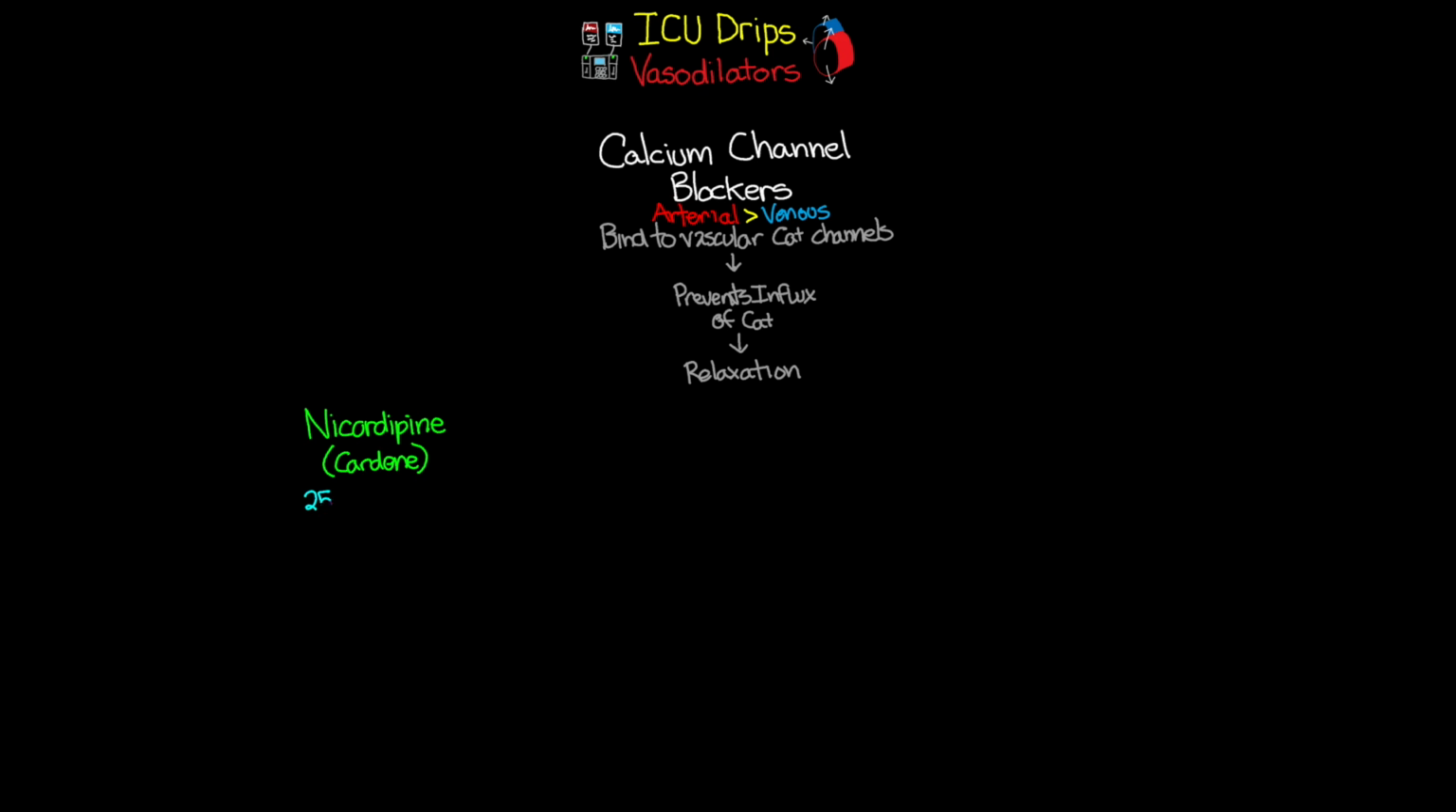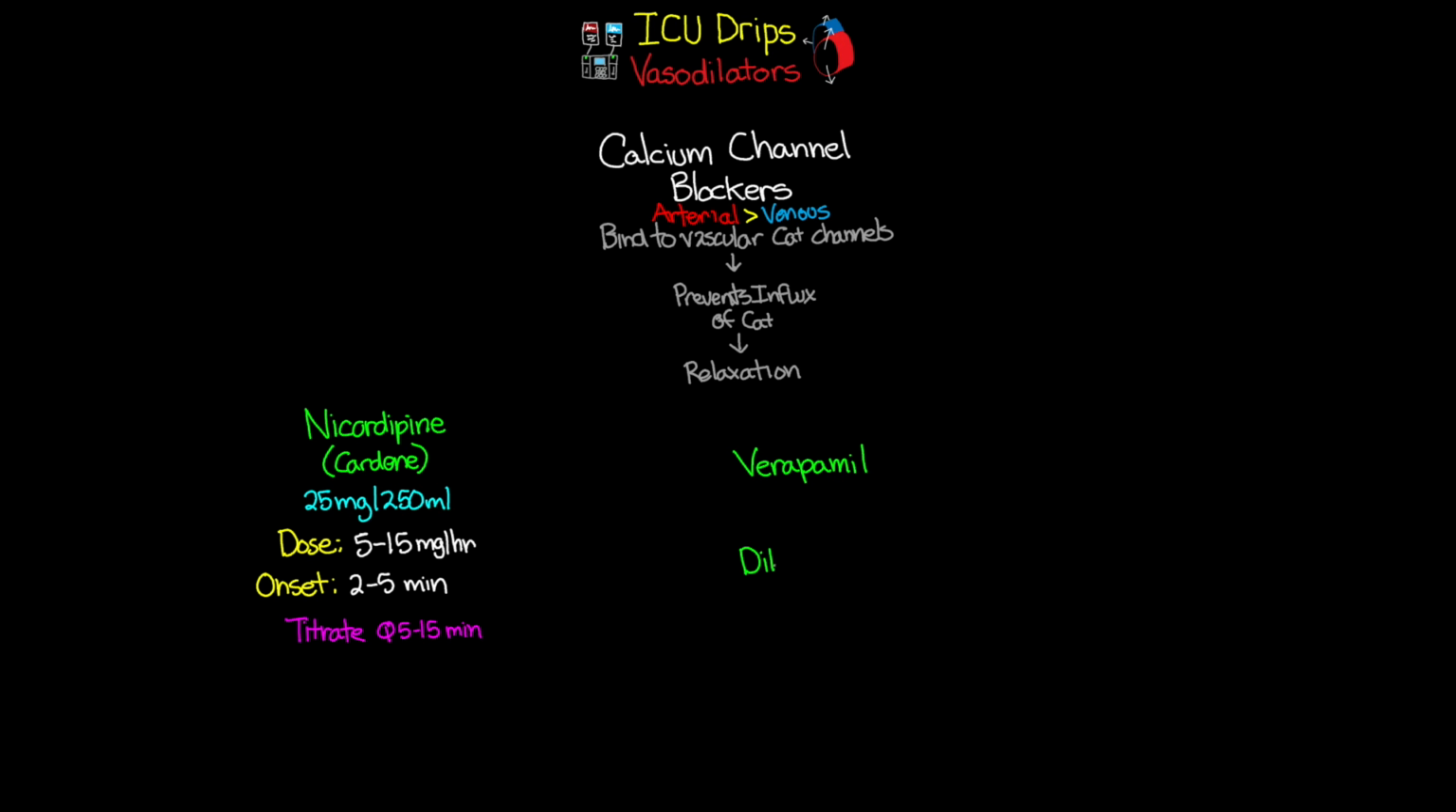Now, typically we're going to find this in a bag of 25 milligrams in 250 mLs. And our dose for Cardene is going to be 5 to 15 milligrams per hour. It has a quick onset of 2 to 5 minutes. And this one you're going to want to titrate every 5 to 15 minutes. So like I said, this is the most common medication within this class that we're going to use, but you may also come across two other medications, one called verapamil or another one called diltiazem or Cardizem.